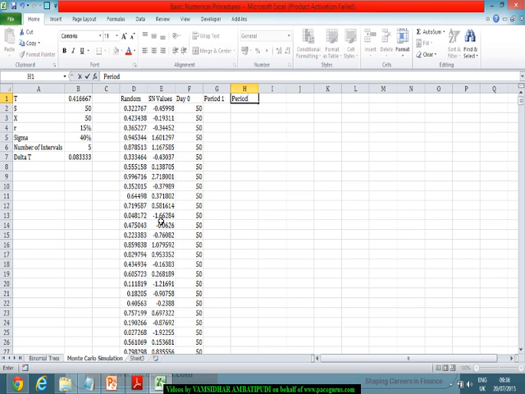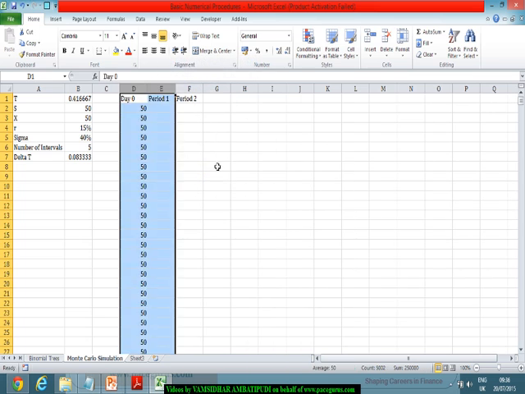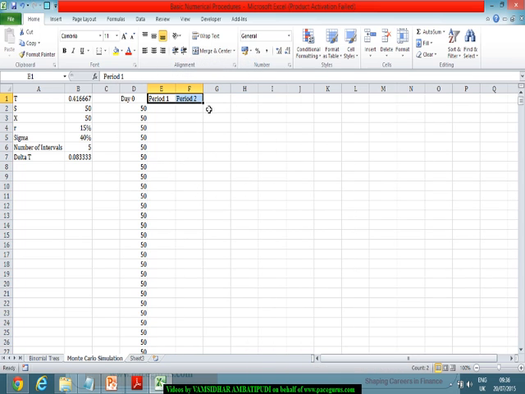I'm generating the values using this random. Oh, I can't use the same random number across. So these two really are not of much use for me right now. So I'll generate for period 1, period 2, period 3, period 4, period 5.